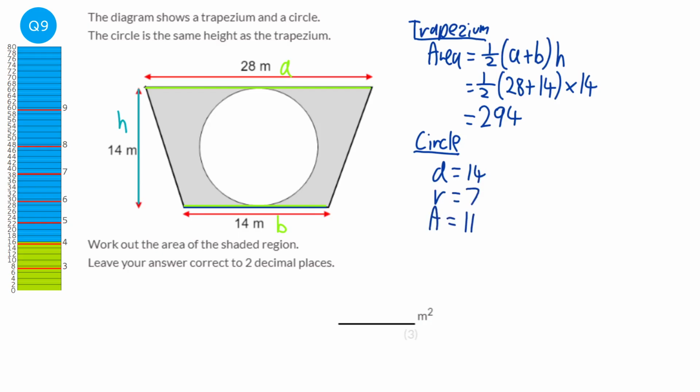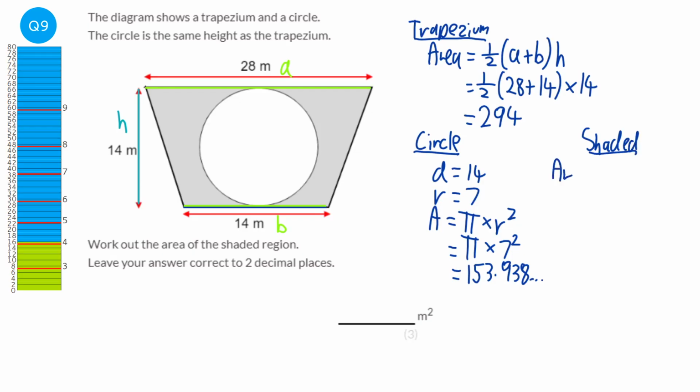And the area of a circle is pi times the radius squared. So it would be pi times 7 squared, which will be 153.938 blah blah blah. Now keep that in my calculator, because next thing we'll do is the shaded area part, and it says we want to work out the area of the shaded region.